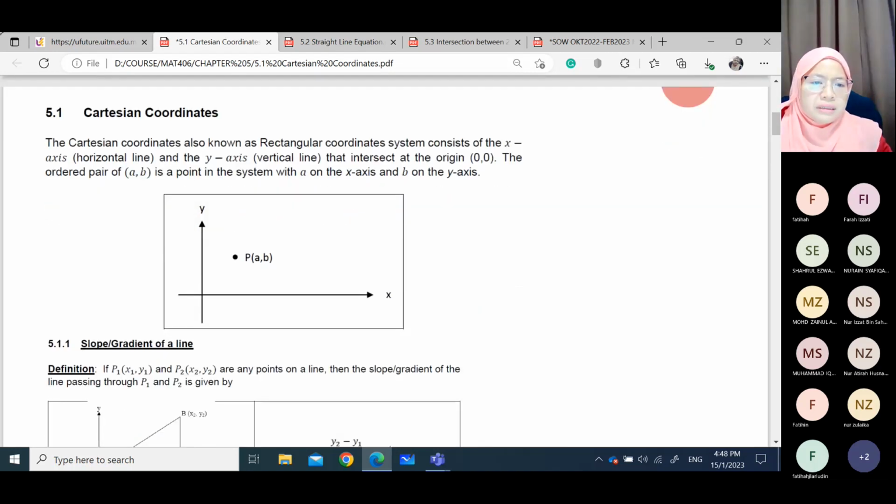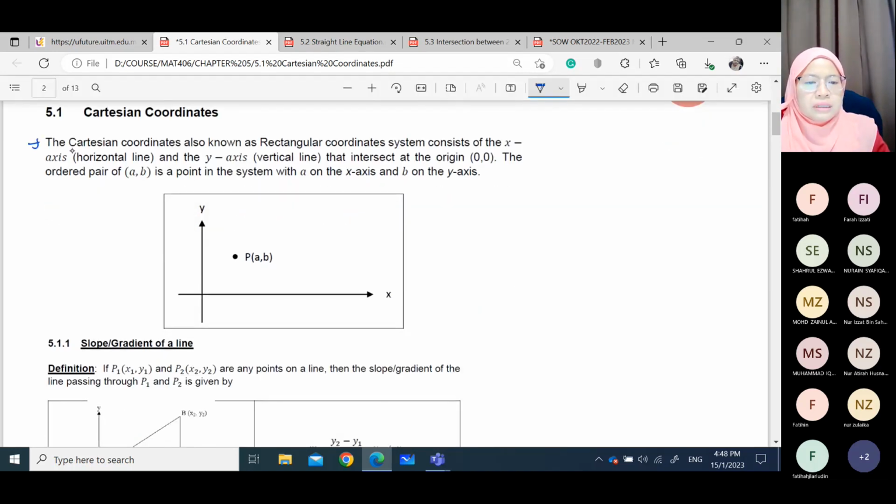Okay, so look at this one in Cartesian Coordinate. Cartesian coordinate also known as rectangular coordinate. Okay, rectangular coordinate system consists of X axis, horizontal line is x-axis, and the y-axis. So y-axis is a vertical line that intersect at the origin 0, 0. So 0, 0 is the origin. So kat mana 0, 0? Dekat sini. Okay, this point is about 0, 0. Ini kita panggil sebagai origin.